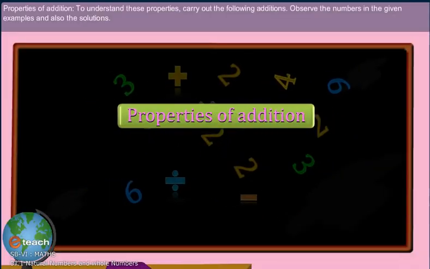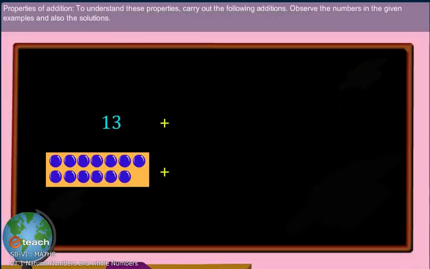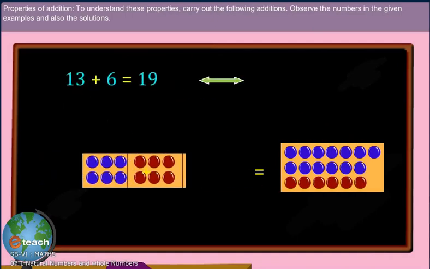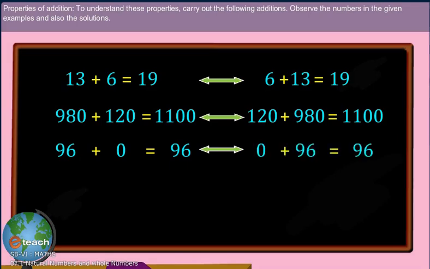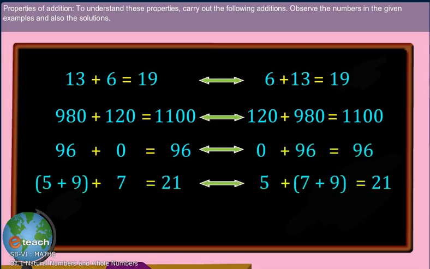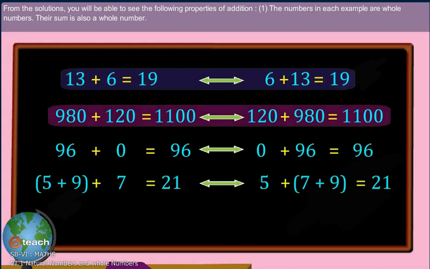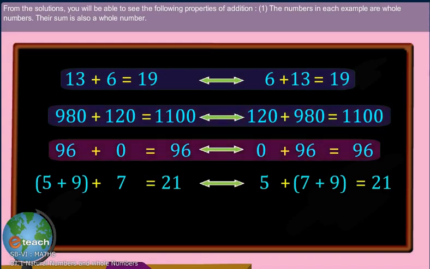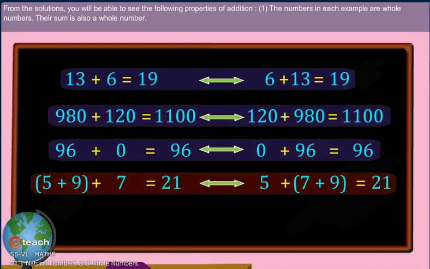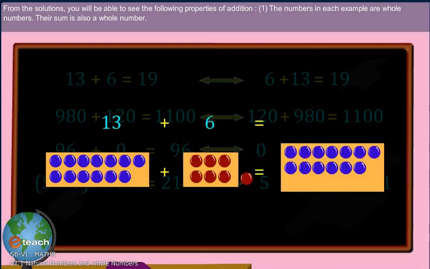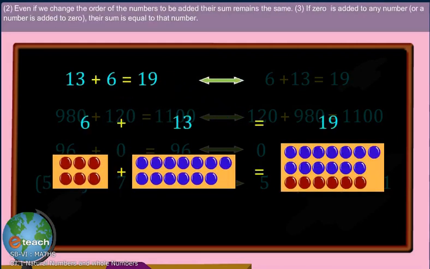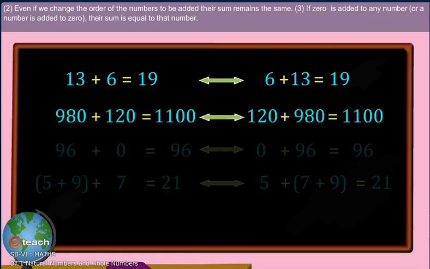Now, properties of addition. To understand these properties, carry out the following additions. Observe the numbers in the given examples and also the solutions. From the solutions, you will be able to see the following properties of addition. 1. The numbers in each example are whole numbers. Their sum is also a whole number. 2. Even if we change the order of the numbers to be added, their sum remains the same.